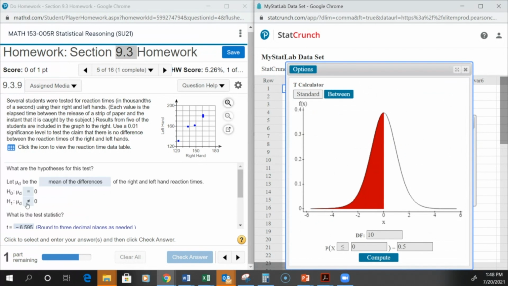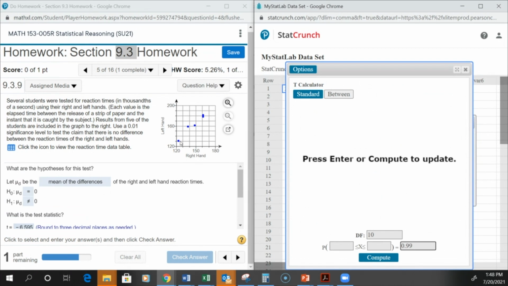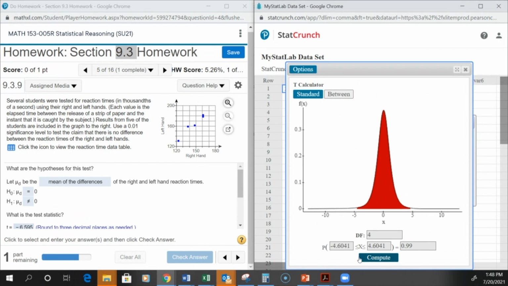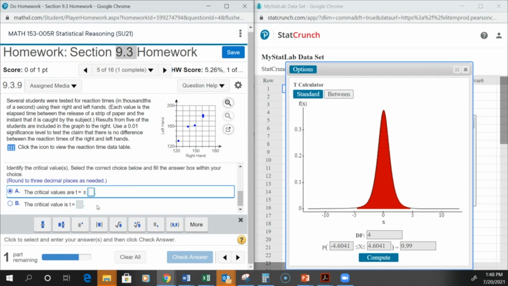This is a two-tailed test, and we have 0.01. Where's the 0.01? It's on either side. Combined, that would surprise us. And so what's left in the middle is 99. How many hands were there? There were 5 pairs of hands. 5 minus 1 is 4. And so we get these values. Plus or minus, because either side, two-tailed test, 4.604.